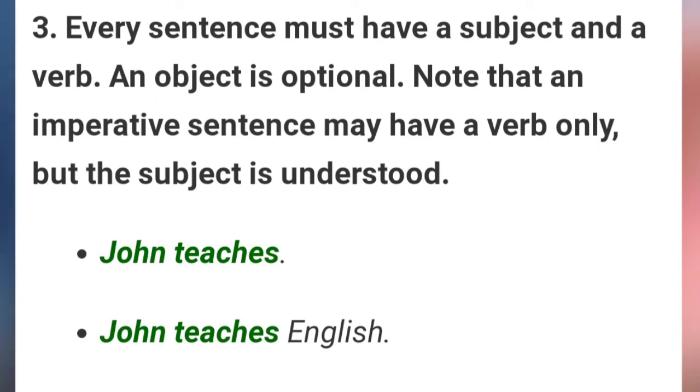So we have the subject and the verb. Now if I say John teaches English, what does English become? English becomes the object, because what does John teach? John teaches English. So it is not so important that the object needs to be there. It can be added, but if I only write John teaches, this also makes sense. So we need to understand that any sentence needs a subject along with the verb, right?